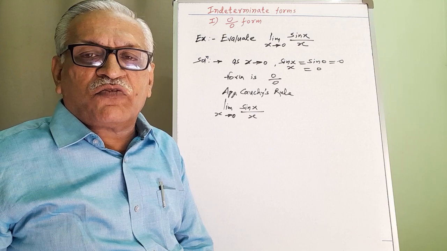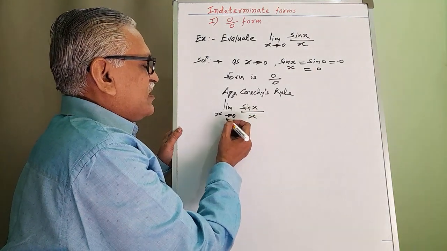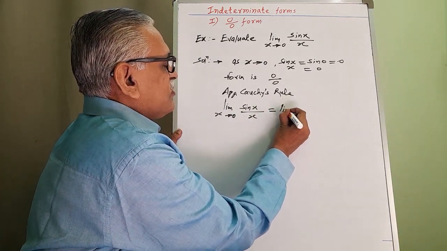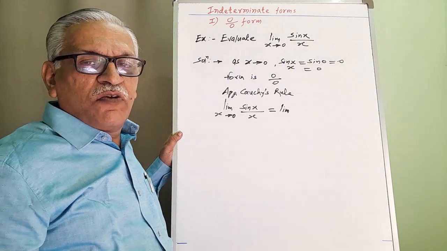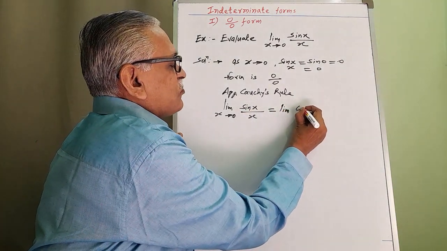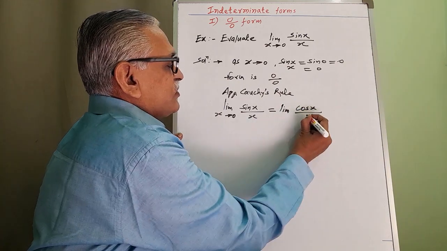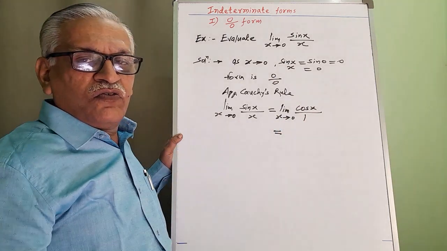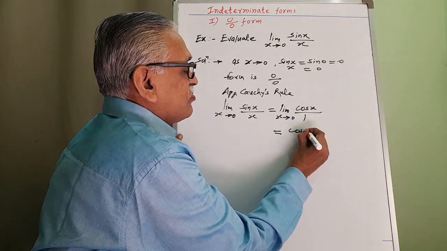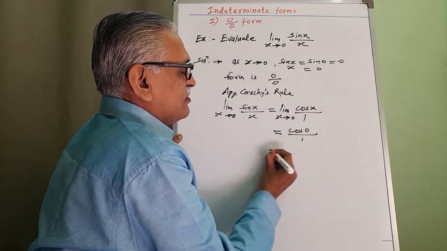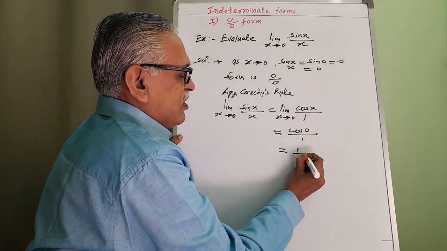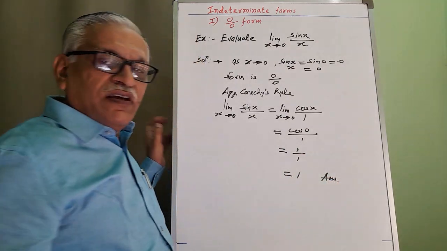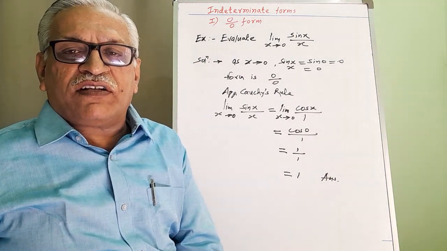Applying L'Hospital's rule or Cauchy's rule, the limit of sin x by x as x tends to 0, as it is a 0 by 0 form, is equal to the limit of differentiating numerator and denominator separately with respect to x. The derivative of sin x is cos x, and the derivative of x with respect to x is 1, as x tends to 0. If we try to find the value of the limit, cos 0 divided by 1, and cos 0 is 1, so 1 by 1, we get the value as 1, the true value or the answer for that limit.